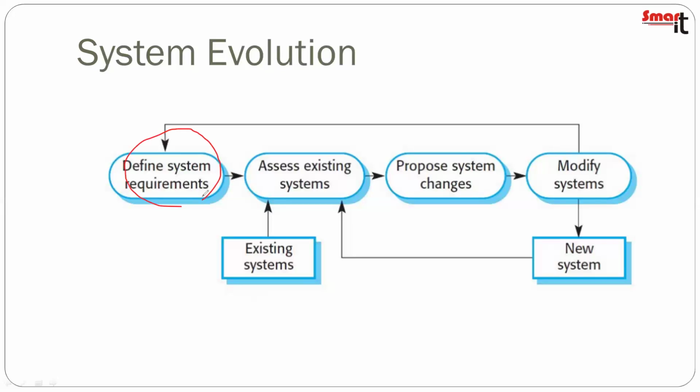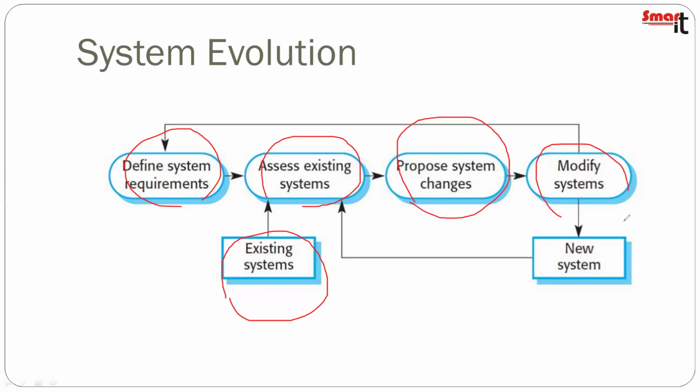We define the requirements, what are the things we need, and assess the existing system. Then we assess whether these are met in the existing system or not, right? So for this, we need the existing system. We take the existing system and check whether these requirements are met or not. Then if some of the requirements are not met, we propose a system change. Then according to that, we can modify the system, and sometimes it will bring us a really new system, or else a modification of the existing system.